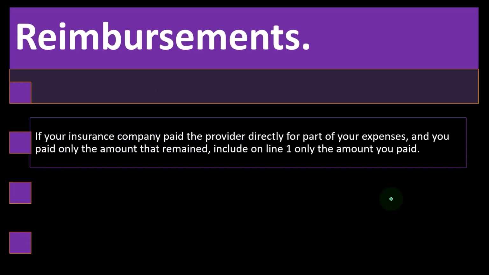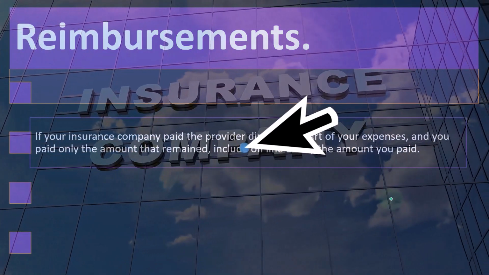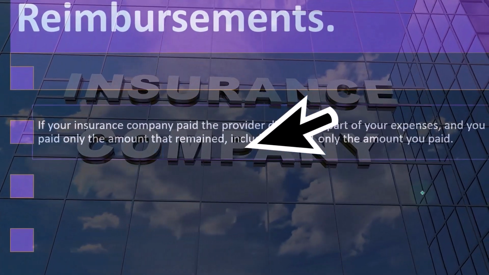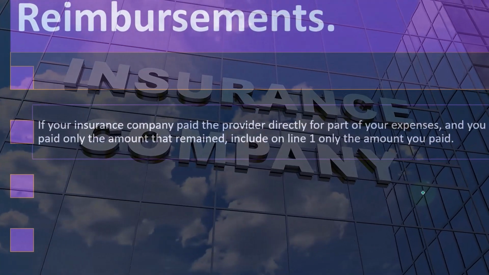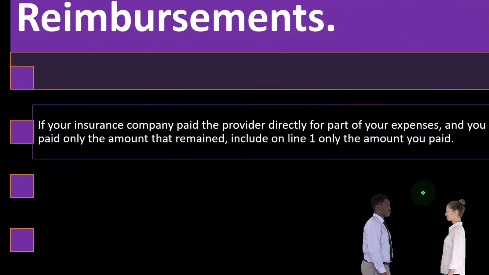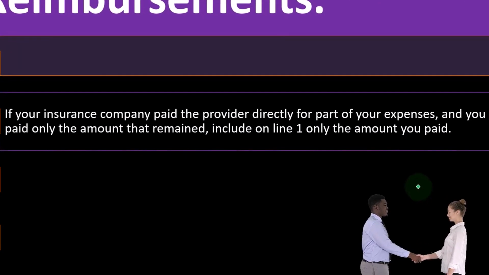Reimbursements. If your insurance company paid the provider directly for part of your expenses and you paid only the amount that remained, include on line 1 only the amount that you paid. So obviously, if the insurance company basically paid for the expenses, then it didn't come out of the pocket, and you can only include the amounts that come out of the pocket.